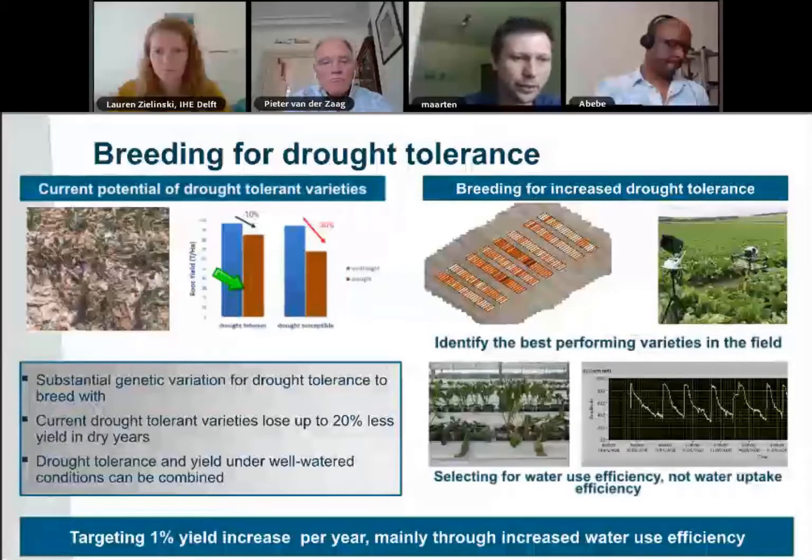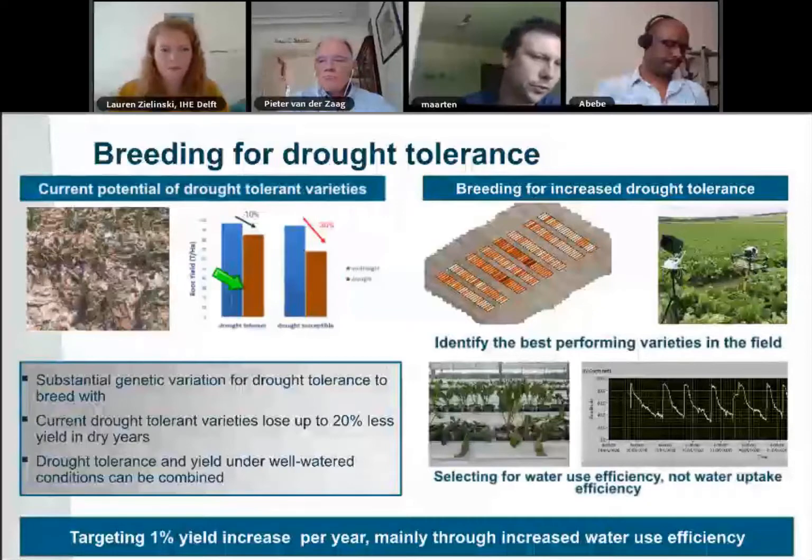And here the little bar graph shows the impact that drought-tolerant varieties and breeding for drought-tolerant varieties can have. So current drought-tolerant varieties, under a severe drought, they lose around 10% in root yield, while a regular drought-susceptible variety easily loses 30% in root yield. So that's a significant impact.